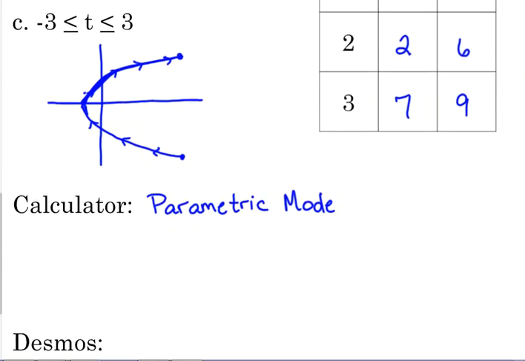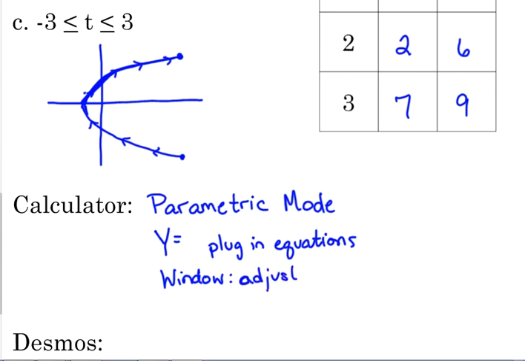So parametric mode: you go to y equals, plug in the equations. You go to your window and adjust the t values depending on what the problem asks you to use, and then you can finally graph when you're using your calculator.